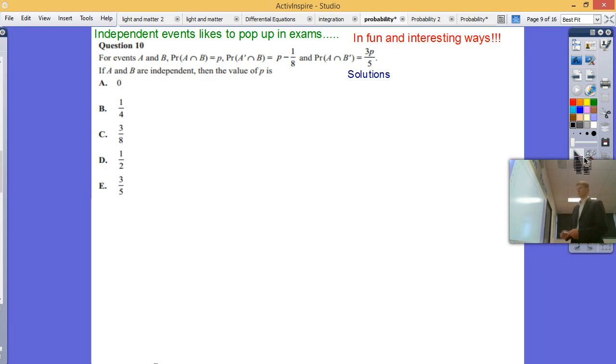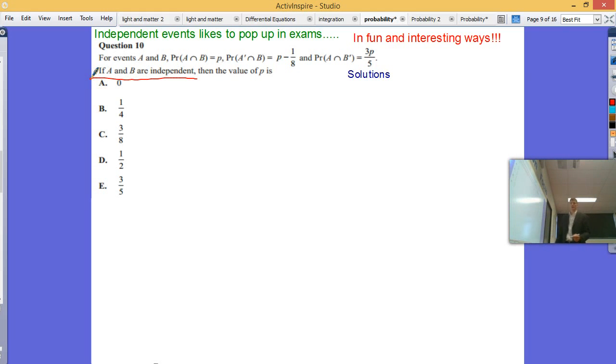The independent events topic pops up regularly, often as multiple choice questions, and the fundamental thing we're applying there for independent events is probability of A intersect with B.